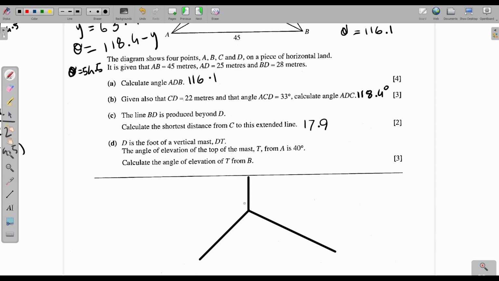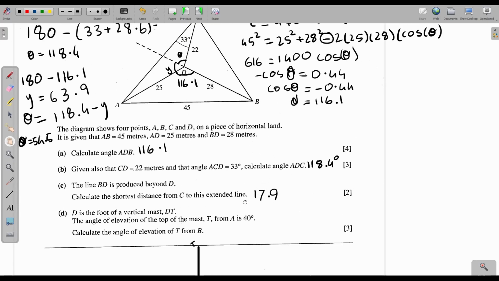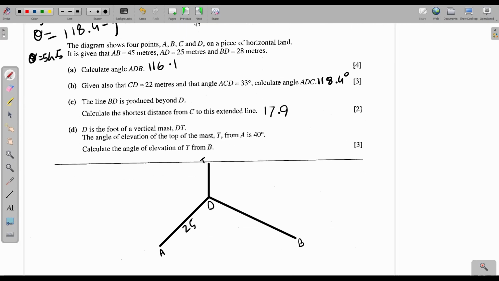So this would still be 25, because this is D, this is A, and this is B, and now this is T instead of C. So 25 and 28. The other thing they've told us is the angle of elevation from A to T is 40, and we want to find the angle of elevation from B to T. So we want to find this, which again I'm going to call theta.